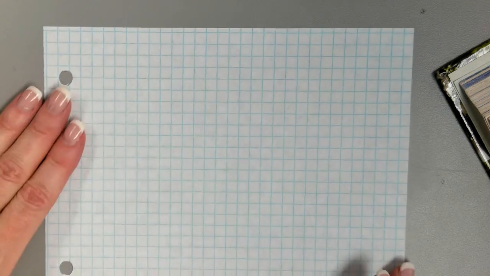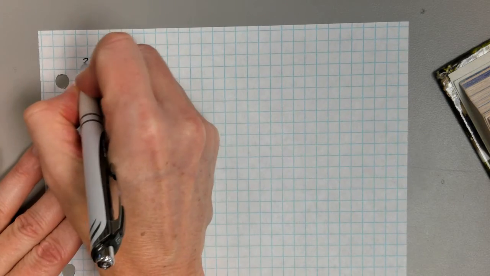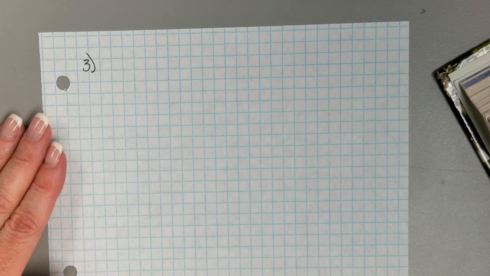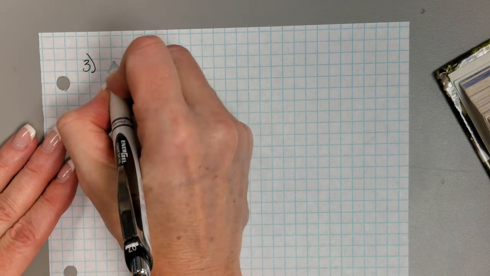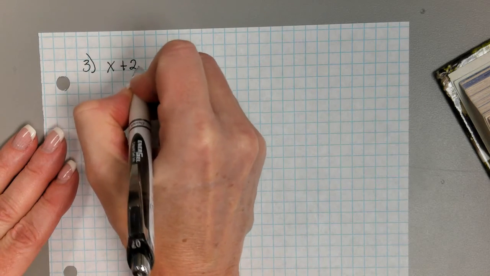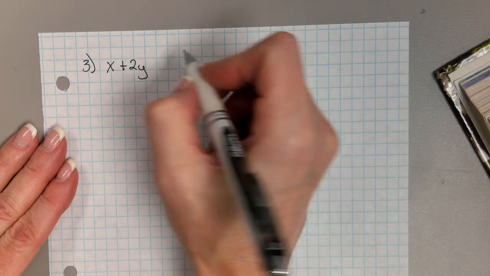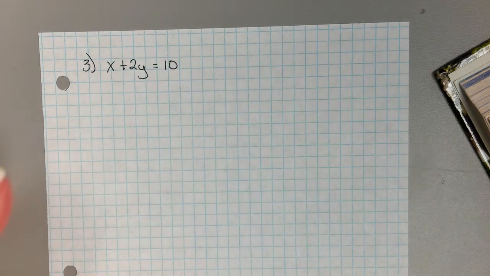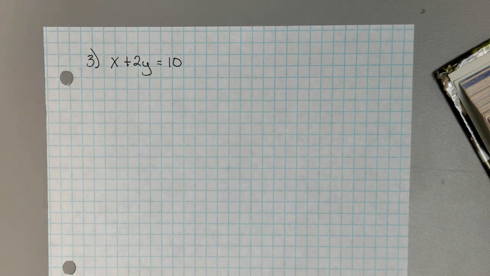All right, so I'm still going to just number this as number 3 because we will put this in our journal. I'm going to give you the equation. You find your x and y intercepts and then graph. So you got x plus 2y equals 10. I'll start out real easy. Find your x and y intercepts and then graph.